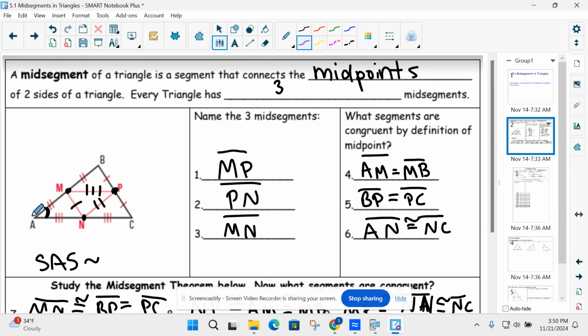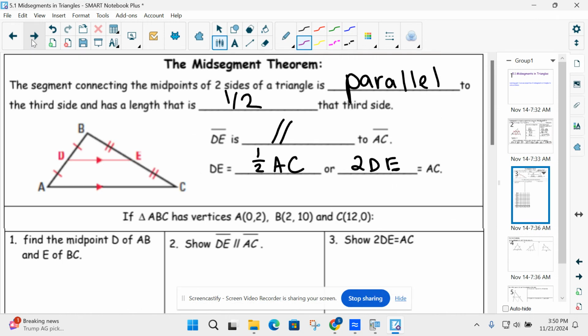So if you look back up here, you would have corresponding angles, since you know that angle BMP would be congruent to angle MAN, because those two would be corresponding in between the 2 and the 3 tick marks. Since those corresponding angles are congruent, then the lines are parallel. That's the converse of the corresponding angles theorem.